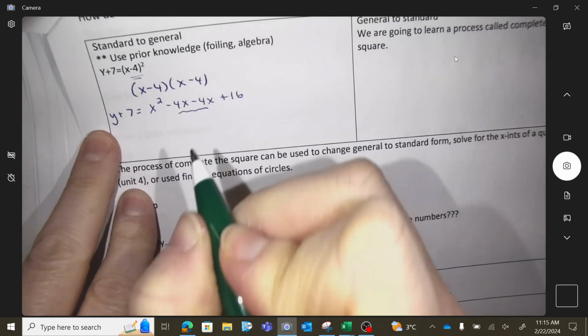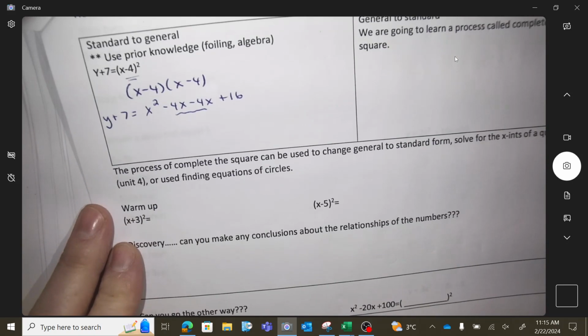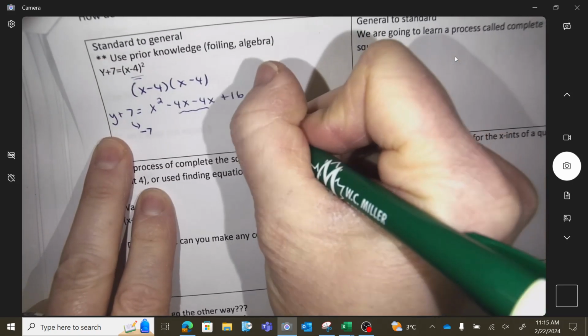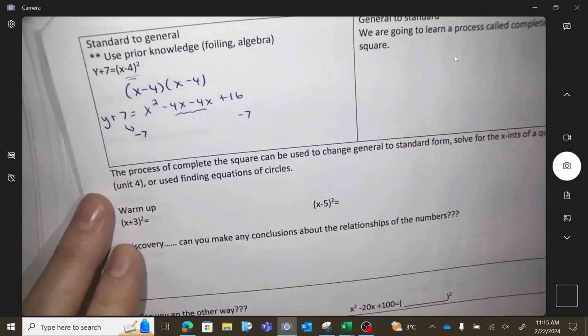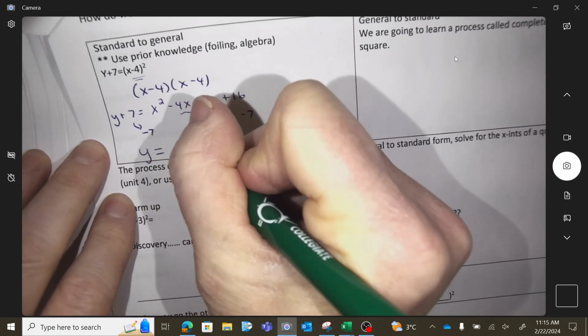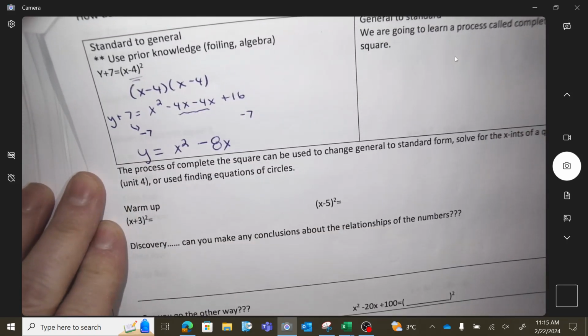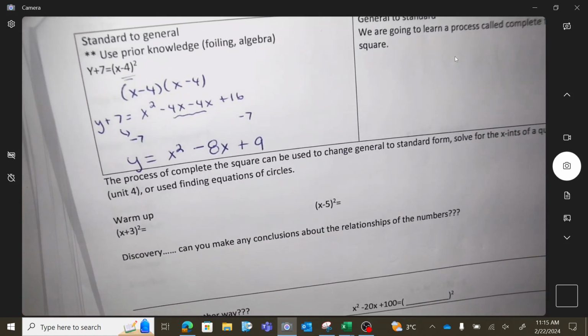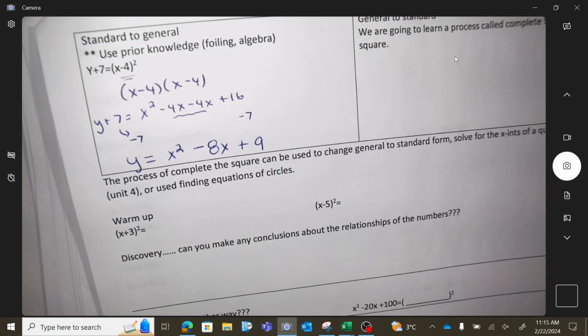Okay, next step. I'm going to put those x things together, and I'm also going to minus 7. Would that make sense why I'd want to do that? Because I want y equals x squared together minus 8x. The number is 9. Okay, so that's pretty easy, just basic math skills you've learned from the past, rearrange.